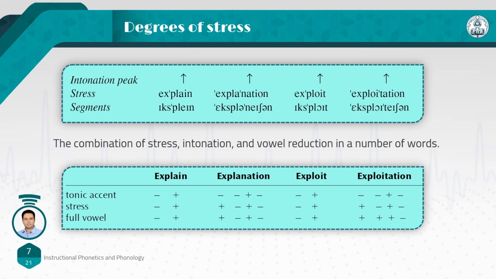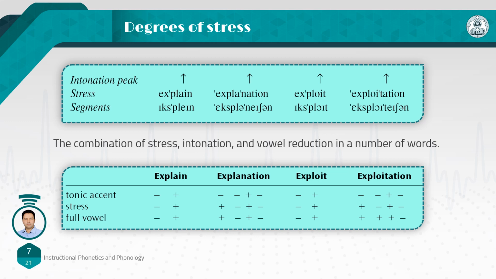There is a plus in the third row if the vowel is not reduced. For example, for the first word explain, you can see plus for A in lane. Why? Because it is not reduced. But you can see minus for X because E is reduced here in explain. Note that the difference between explanation and exploitation is that the second syllable of explanation has a reduced vowel, but this syllable in exploitation has a full vowel. This is the difference between the two.